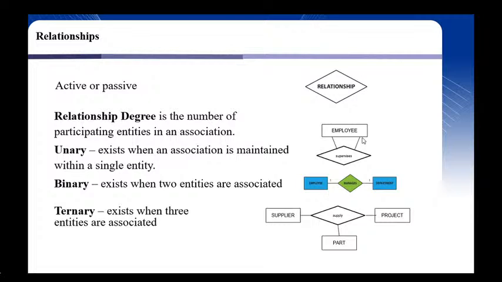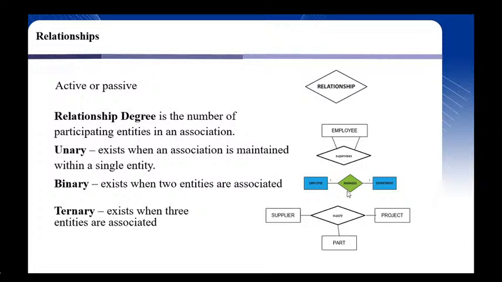So for example, we have here employee supervises employee. That is unary because the association is not between but within its own. So an employee is having a relationship to employee because the employee also supervises other employees. And we have here binary. So binary exists when two entities are associated.